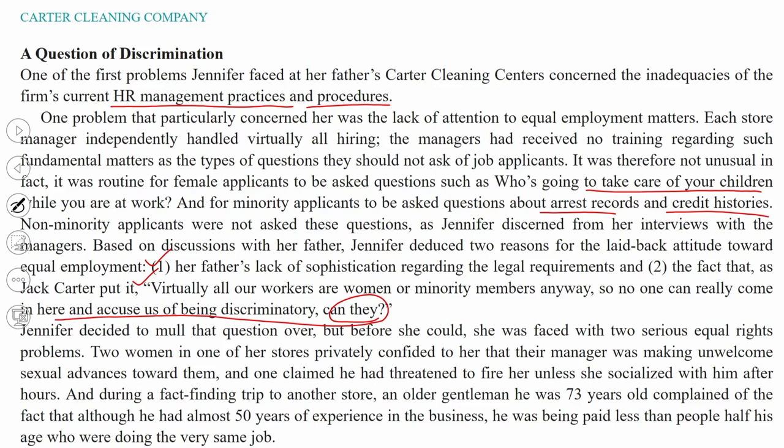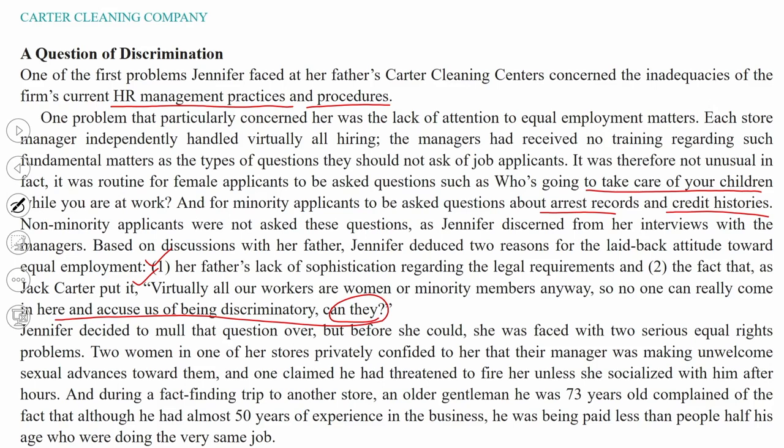Jennifer decided to mull the question over, but before that she was faced with two serious equal rights problems. Two women in one of her stores privately confided to her that the manager was making unwelcome sexual advances towards them, and one claimed he had threatened to fire her unless she socialized with him after hours. And during a fact-finding trip to another store, an older gentleman, who was 73 years old, complained that although he had almost 50 years of job experience in the business, he was being paid less than people half his age who were doing the very same job.